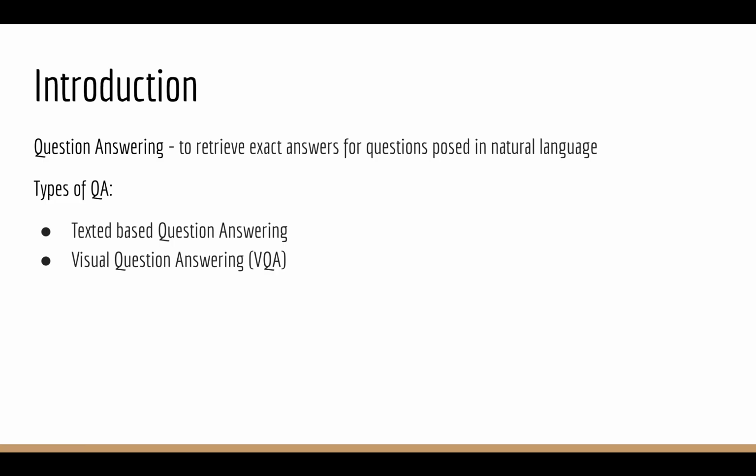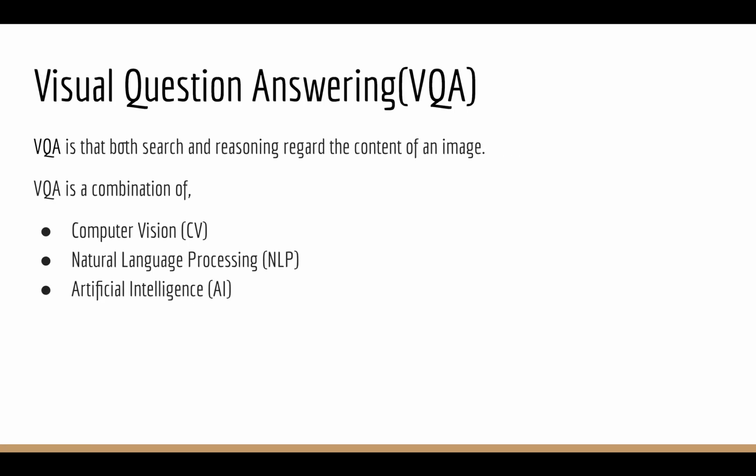There are two types of question answering, text based and visual question answering. The difference between the two is that both search and reasoning are regarding the content of image and text. And text based is a longer studied problem in natural language processing. So that is a different story.